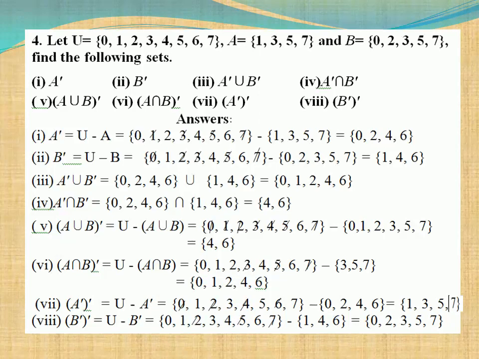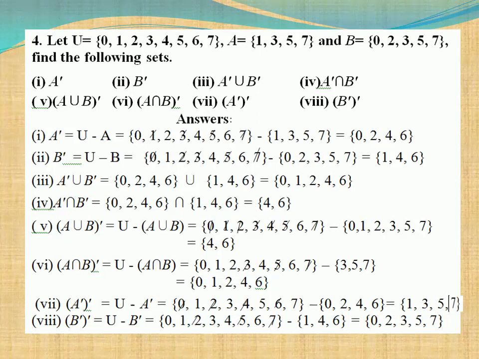A union B the whole dash equal to U minus A union B. I already told you, fourth subdivision and fifth subdivision are same, so you got the same answer, 4 comma 6. And sixth subdivision and third subdivision are also equal, so you got the same answer as the third subdivision. Okay, so A intersection B the whole dash is equal to U minus A intersection B, is equal to universal set minus the set of all elements in A intersection B. What do you get? Cancel the common elements, the remaining elements will be 0, 1, 2, 4, 6.